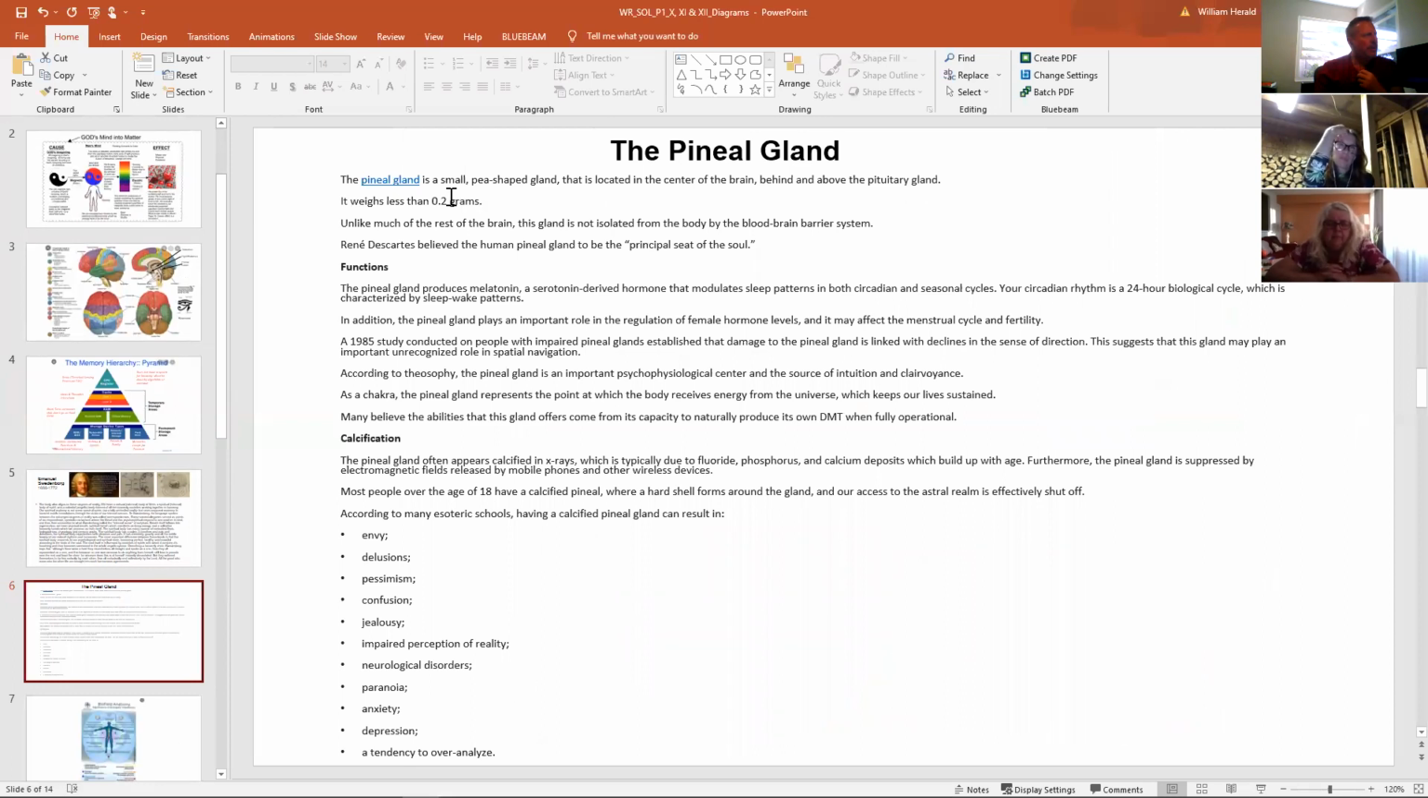The pineal gland is a small pea-shaped gland that is located in the center of the brain, behind and above the pituitary gland. It weighs less than 2 grams. Unlike much of the rest of the brain, this gland is not isolated from the body by the blood-brain barrier.